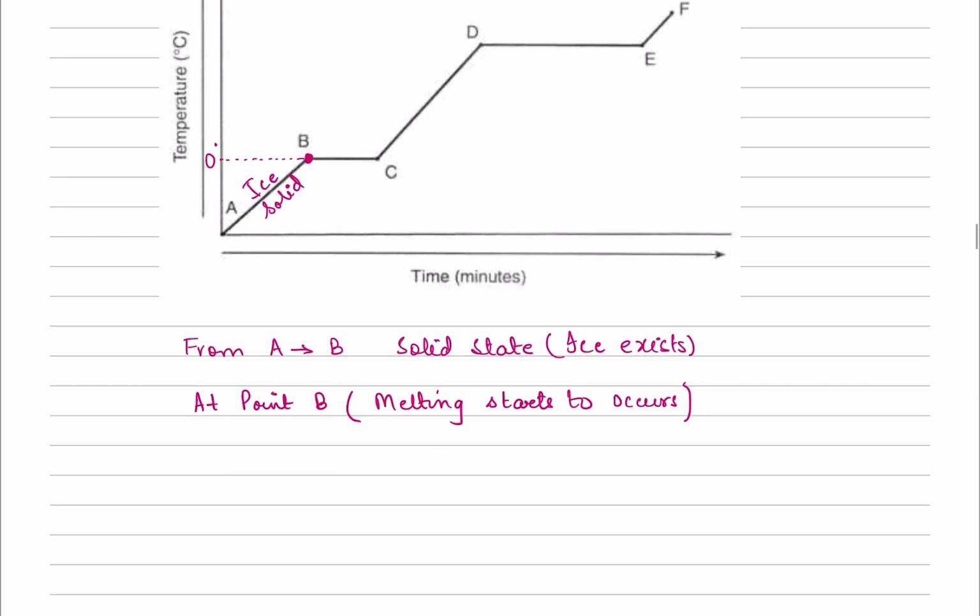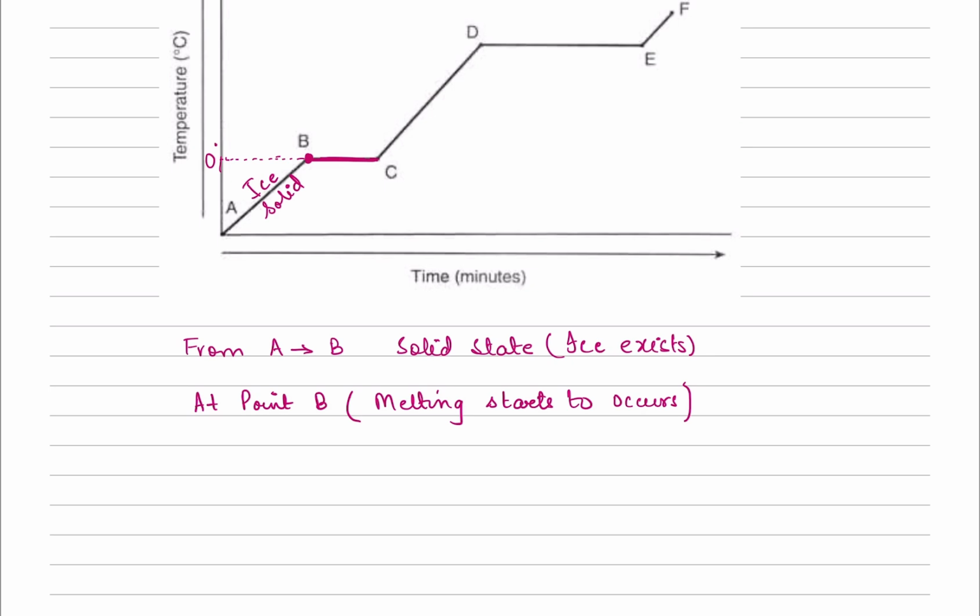From B to C, this is the melting point of the solid, which is ice, and melting starts to occur. Now, the very important concept here is that we need to understand why the temperature is constant over here. Why is the temperature not increasing? I'm continuously increasing the temperature, but this increase is still keeping the temperature constant, which means that something is happening from B to C which is utilizing the heat I'm providing.